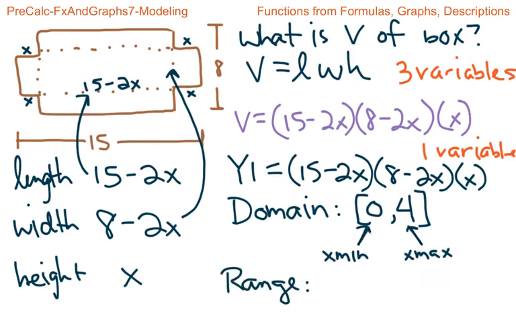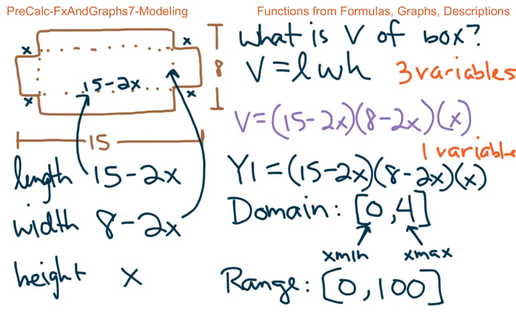And then the other piece that we want, so that we can actually see the curve, is the range. This is where you have to play with the numbers a little bit. Maybe you could plug 2 into this equation, and you could see that it's 15 minus 4, which is 11, and then 8 minus 4, which is 4. So 11 times 4 is 44, times 2 is 88. So we're looking at something kind of less than 100. So put in your y-min as 0 and go up to 100. So your range is 0 to 100. That's your window. Change that.